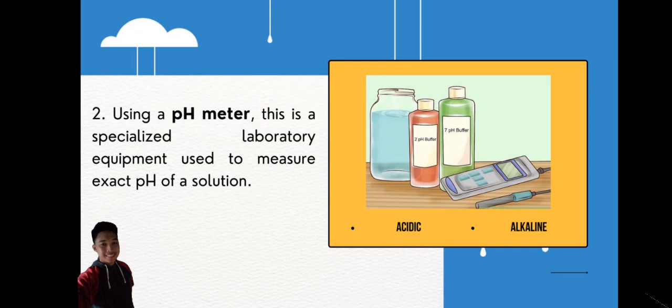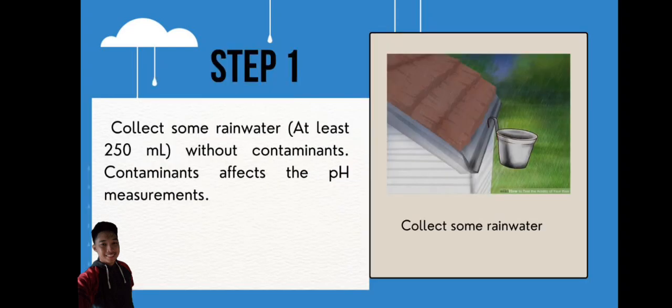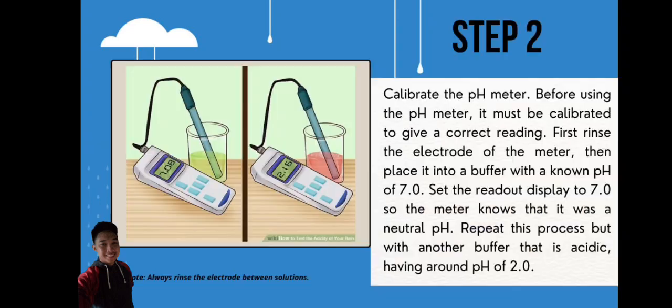The second method uses a specialized laboratory equipment called a pH meter, having high accuracy when measuring the exact pH level of a solution. On the right side, the image shows 3 fluid materials and 1 pH meter. Laid down, we will understand how these things work. The first step is to collect rainwater in a clean container, at least 250 milliliters without contaminants, because contaminants affect the accuracy of measurements, same as the pH paper method.